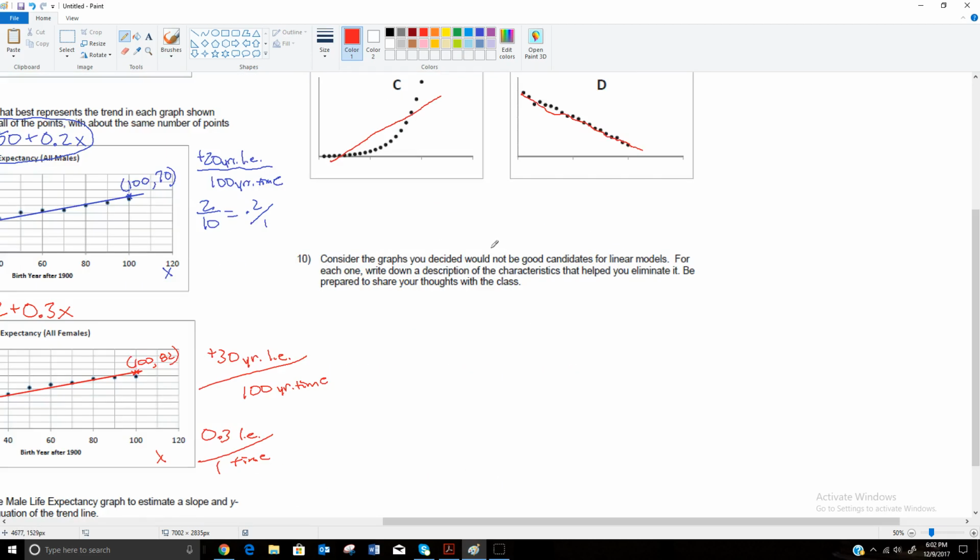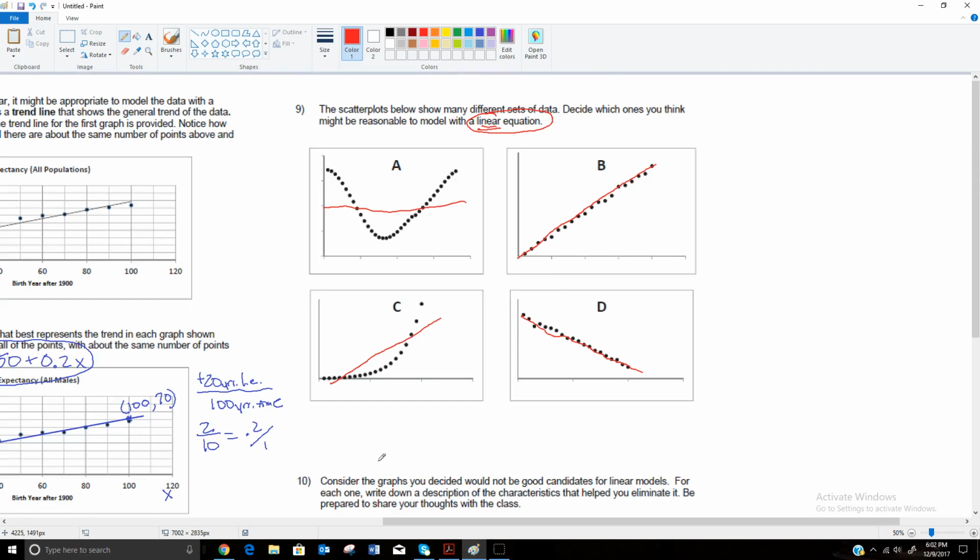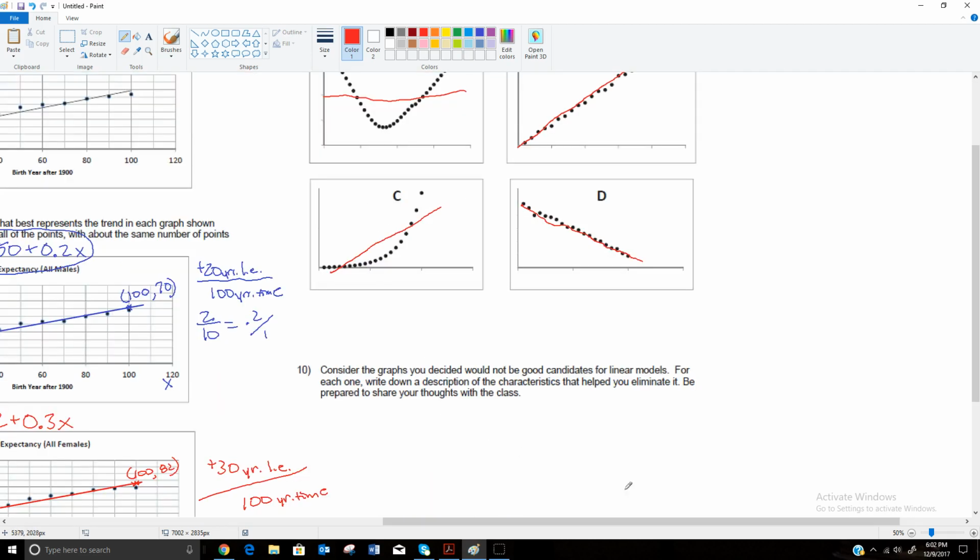And so it says, consider the ones we decided would not be good candidates. Write down a description of the characteristics that helped you eliminate it. So I'm just going to conclude with, they do have a pattern, and they may not have a pattern. You may come across a scatter plot that just looks like buckshot, like somebody shot a shotgun at the page. But these do have a pattern, they're just not linear. So that's what I would say. The characteristics are that although the scatter plots do have a pattern, they don't fall in a linear pattern. They don't fall in a line.